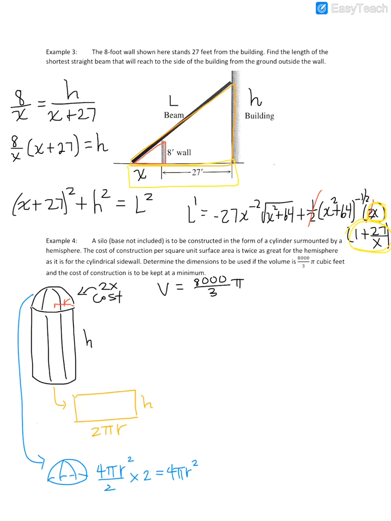All right, so let's write our cost equation now. So the cost of this is going to be the area of the cylindrical part, which is 2 pi rh, because it's the area of the rectangle that we drew there in orange, plus the surface area of the sphere, 4 pi r squared.